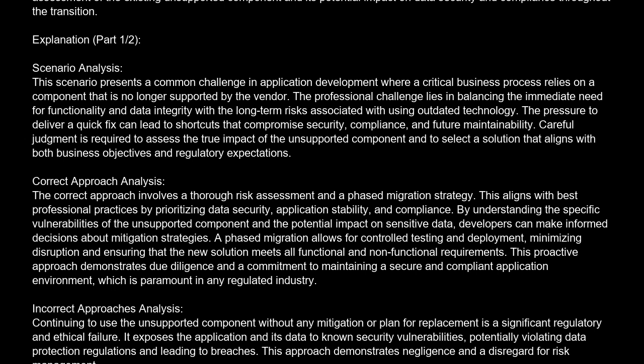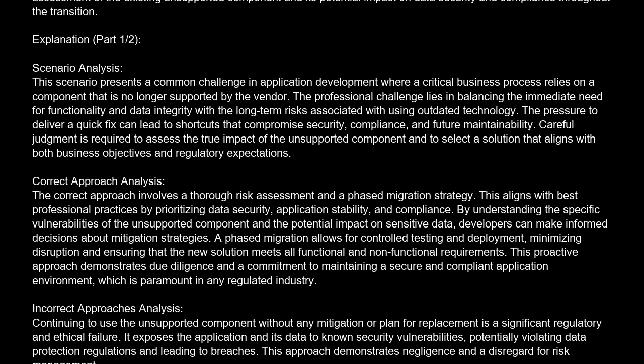Correct approach analysis. The correct approach involves a thorough risk assessment and a phased migration strategy. This aligns with best professional practices by prioritizing data security, application stability, and compliance. By understanding the specific vulnerabilities of the unsupported component and the potential impact on sensitive data, developers can make informed decisions about mitigation strategies. A phased migration allows for controlled testing and deployment, minimizing disruption and ensuring that the new solution meets all functional and non-functional requirements. This proactive approach demonstrates due diligence and a commitment to maintaining a secure and compliant application environment, which is paramount in any regulated industry.